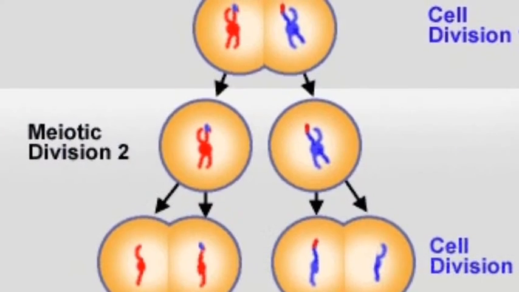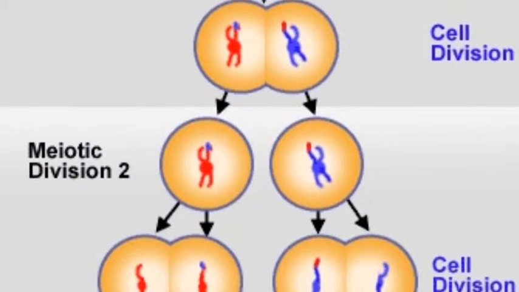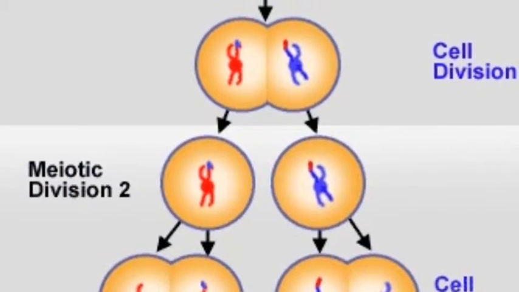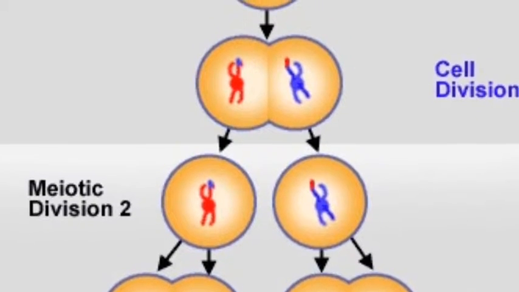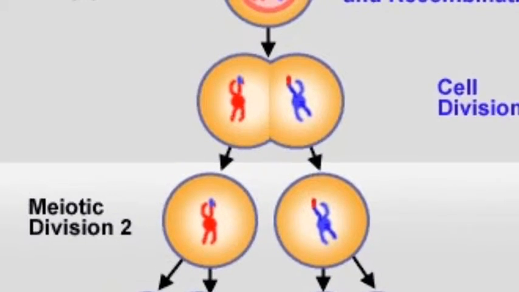There are two phases in meiosis. In meiosis 1, the homologous chromosomes separate into two haploid daughter nuclei. In meiosis 2, the sister chromatids separate into 4 gametes.